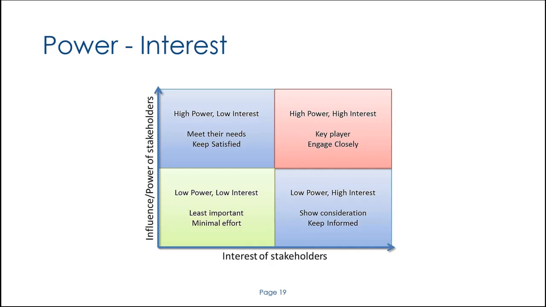On the bottom left corner, you've got low power, low interest. So for these stakeholder groups, they're not very influential. They can't actually influence and force you to change your behaviour, and actually they don't look at you very often. So the two blue ones are high power, low interest, and this is the category of stakeholders whom you should meet their needs and keep them satisfied, or for low power, high interest, you should show consideration to them and keep them informed.